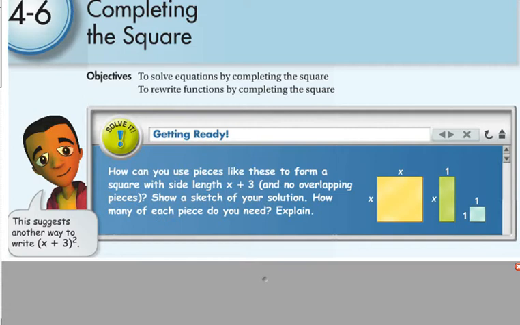We open our lesson with: how can you use pieces like these to form a square with a side length of x plus 3 with no overlapping pieces? Show a sketch of your solution. How many of each piece did you need, and explain.